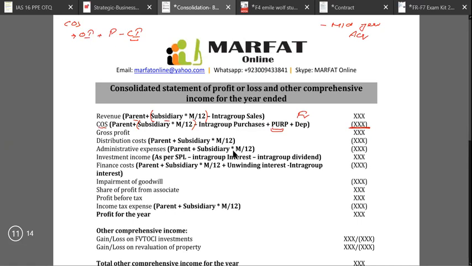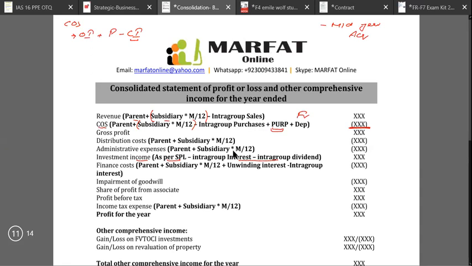Then you need to take distribution costs, parent again plus subsidiary, months by 12, administrative expenses, parent plus subsidiary, months by 12. Then you have investment income. Investment income of the parent as per the statement of profit or loss plus subsidiary minus intra-group interest and minus intra-group dividend. Remember one thing, that if the parent or the subsidiary are giving a loan to each other, for one company it will be a finance cost because they are taking the loan, and for the other company it will be an investment income because they are giving the loan.